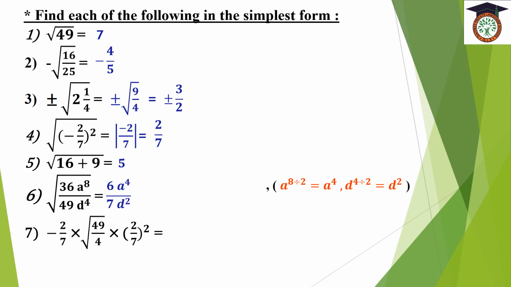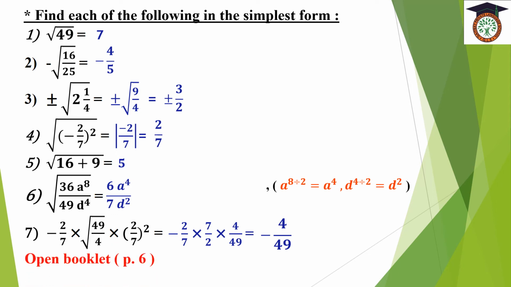Number 7, we have negative 2 over 7 times the square root of 49 over 4 times 2 over 7 all to the power of 2. We will find the square root of 49 over 4 and 2 over 7 all to the power of 2. So our question will be negative 2 over 7 times 7 over 2 times 4 over 49. Write this on your calculator and find the multiplication of negative 2 over 7 times 7 over 2 times 4 over 49 in the simplest form. It will be negative 4 over 49.